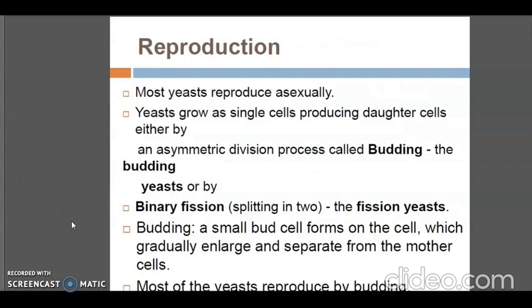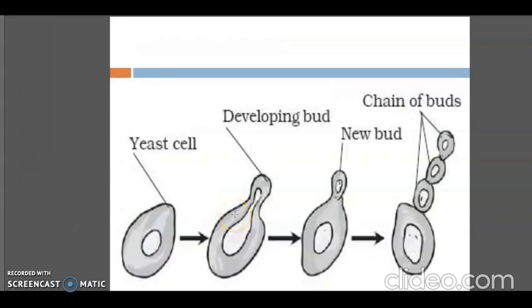Most yeast reproduce asexually by budding. In budding, a small bud cell forms on the cell, which gradually enlarges and separates from the mother cell. In binary fission, there is a splitting in two, which occurs in the fission yeast. In this image, you can see the development of new buds and the chain of buds that is formed gradually.